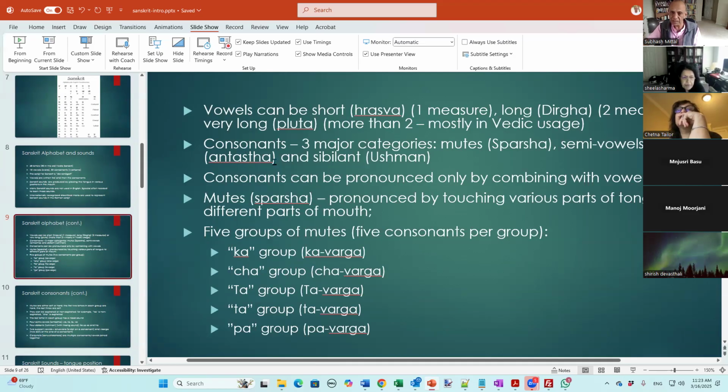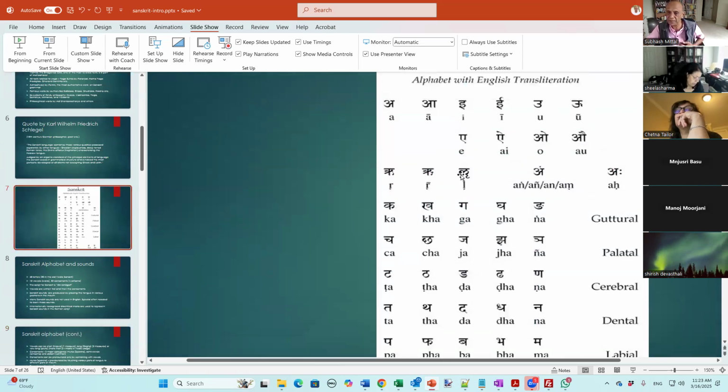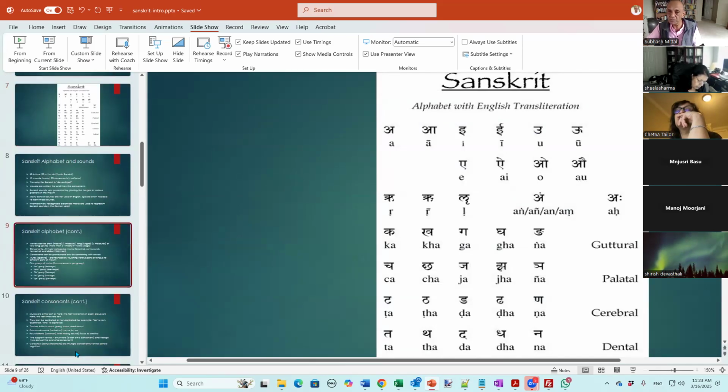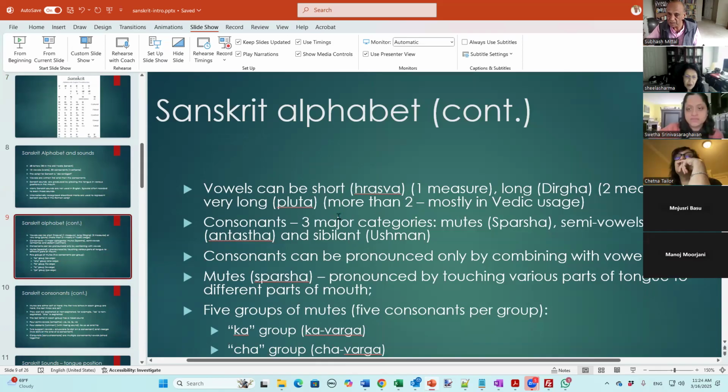So remember, we had the vowels, which can be short, long, or very long. Now here in the alphabet, you will only see examples of short and long. So what is short called? Hraswa. Everyone pronounce that word, Hraswa. And then the long is called Dirgha. And then there is a third sound which is very long. It's called Pluta.